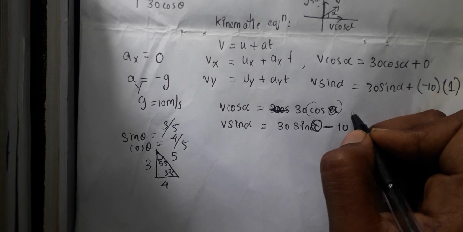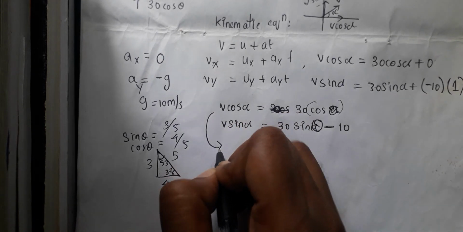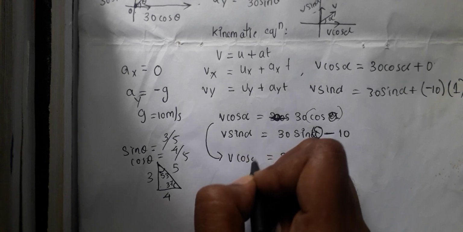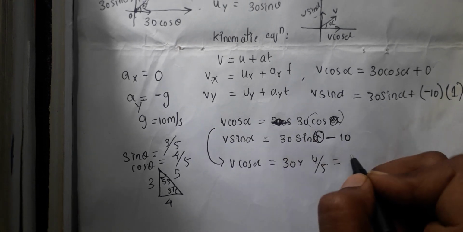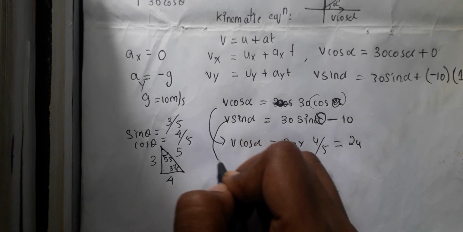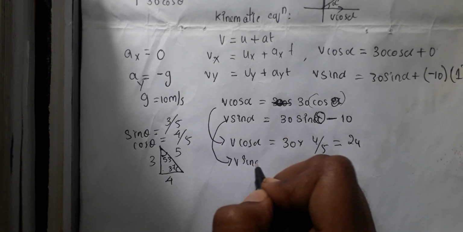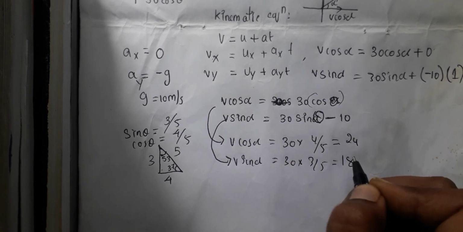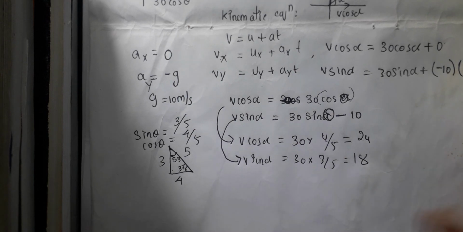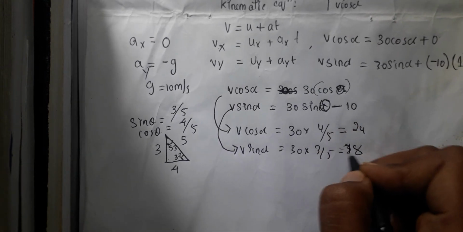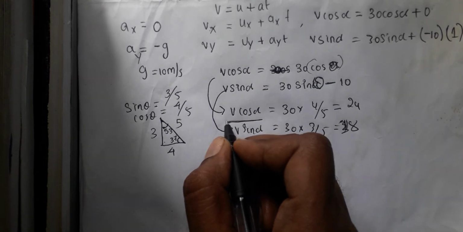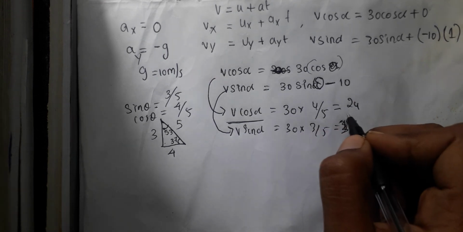So you can substitute the values over here. For the first one it will be 30 times cos theta, which is 4 by 5, so v cos alpha is 24. For the next, v sin alpha is 30 into 3 by 5, which is 18. Yes, 18. Sorry, it's not 24 minus 10, it's 8. Now I'm going to divide v cos alpha by v sin alpha.